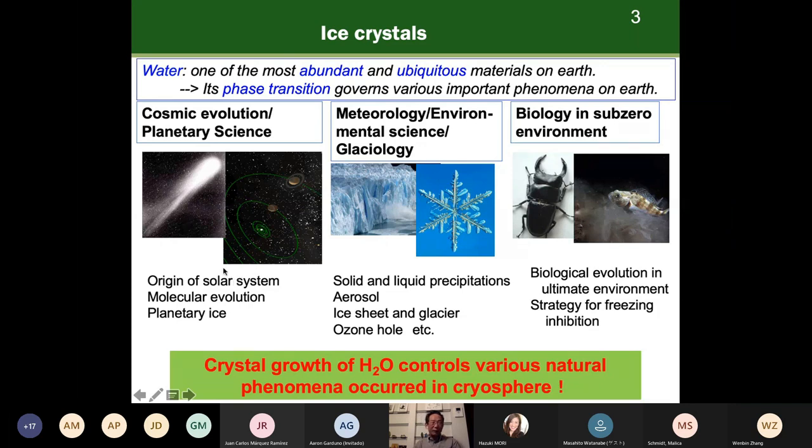And also, ice and water are common materials in the cosmic area and the planetary area, so ice is also very important in this field. Anyhow, in order to understand these interesting phenomena, the crystal growth of water is a very important subject to understand.